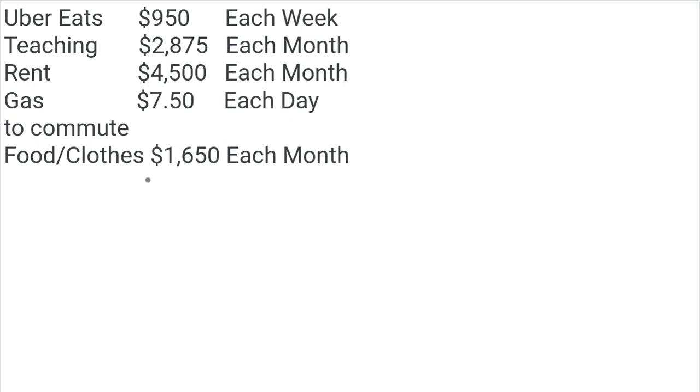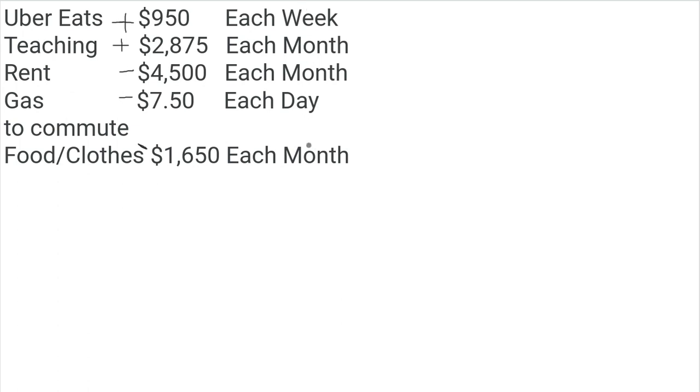Me working for Uber Eats, that's a positive to my bank account. It's adding money to my bank account. Teaching, I'm making money. Money is going into my bank account. Rent takes money away. It's a bill. I have to spend it. Gas to commute, I'm spending money. I'm giving money away so I get gas. And then food and clothes each month, that's a bill too. So that's a negative.